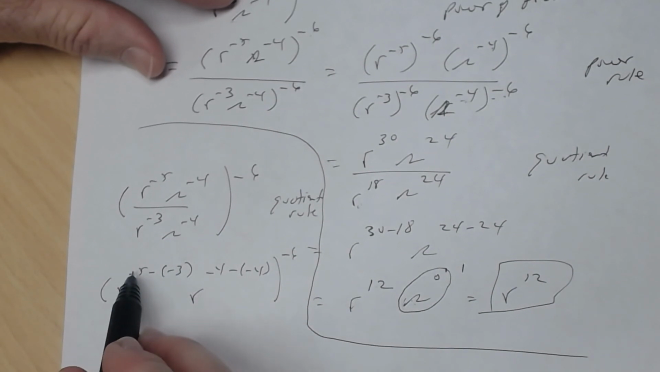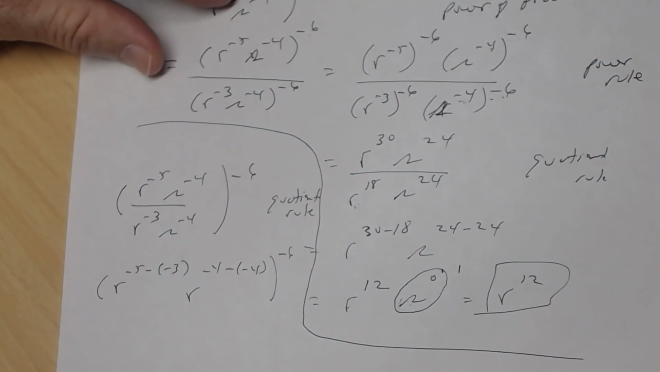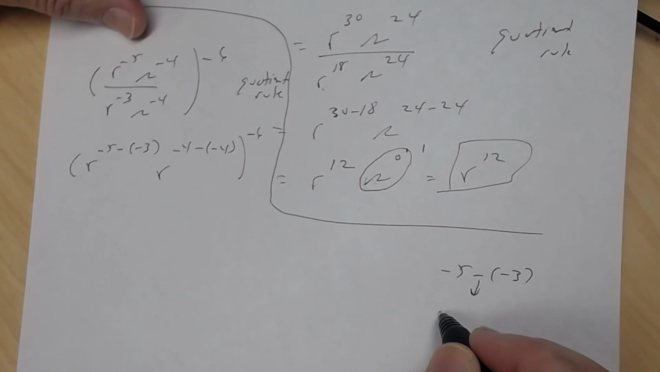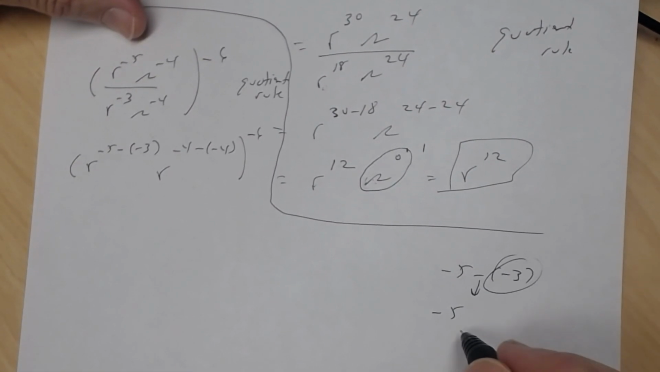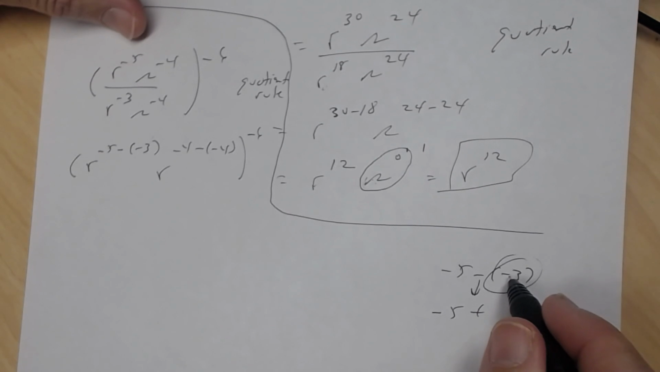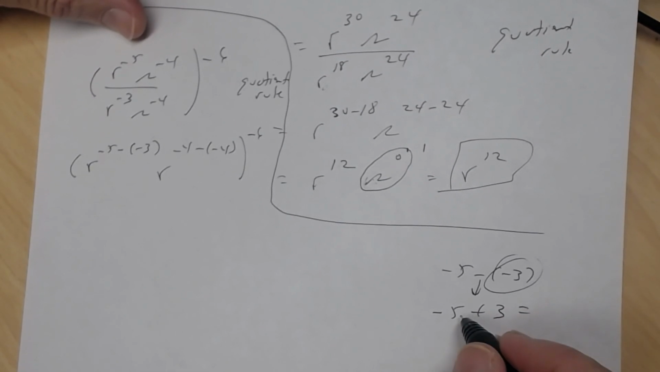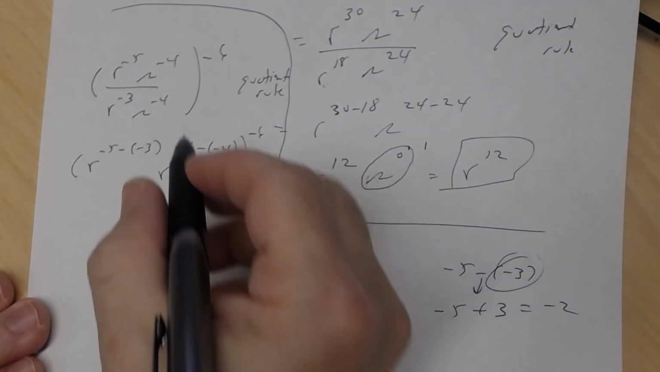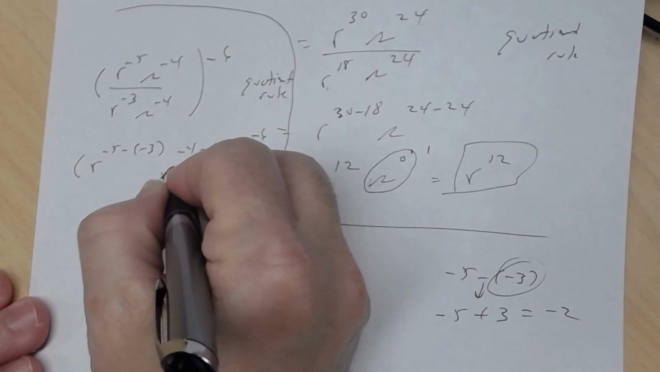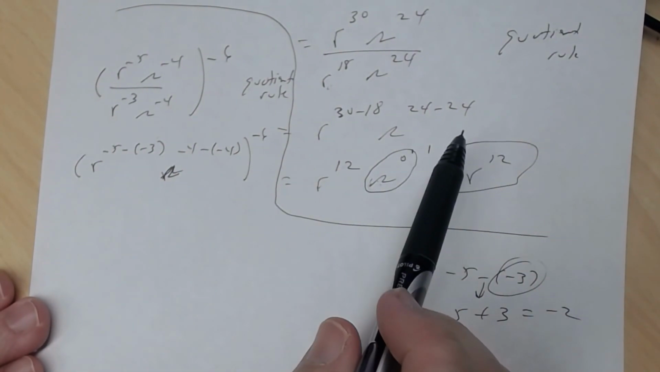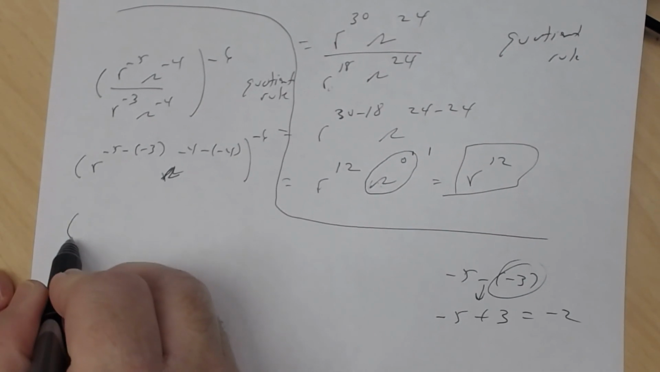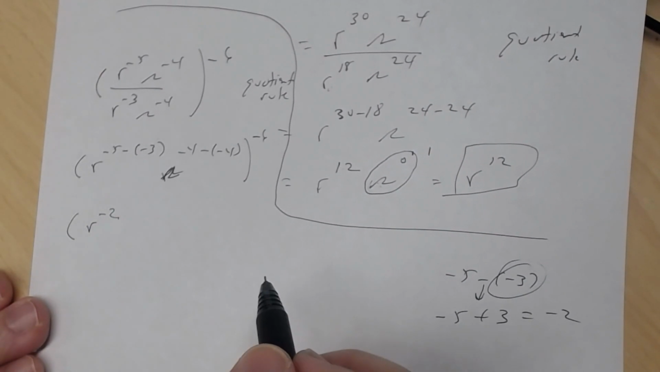Over here, negative 5 subtract negative 3, remember, change this to an addition problem. So you're going to add the opposite. So that's negative 5 plus the opposite of a negative 3, which is a positive 3, and negative 5 plus 3 is a negative 2. That's supposed to be an s right here. Sorry, that's an s. Okay, so that's negative 2. So this becomes r to the negative 2nd power.